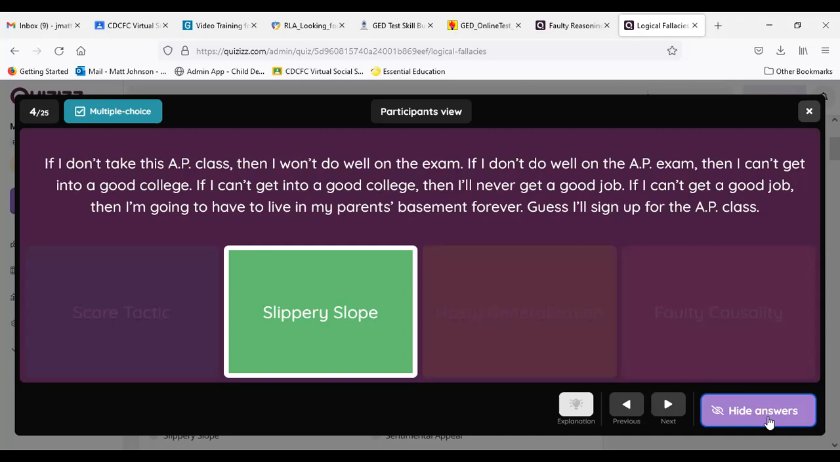And another way to look at it, right? Eliminate everything in between. So you start with one: if I don't take this AP class, then I won't do well on the exam. And then look at the very last one: if I can't get a good job, then I'm going to have to live in my parents' basement forever, right? You see this huge jump between the two. So that's another way to identify slippery slope, these huge drops from one idea to the last.